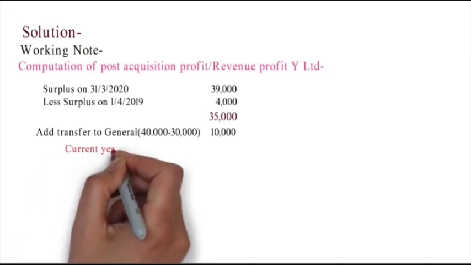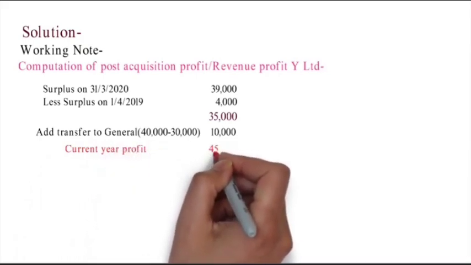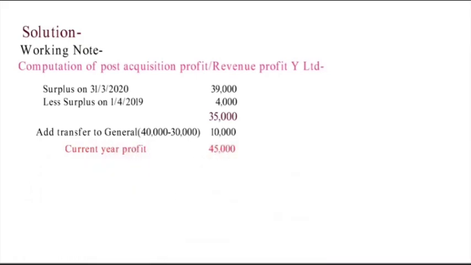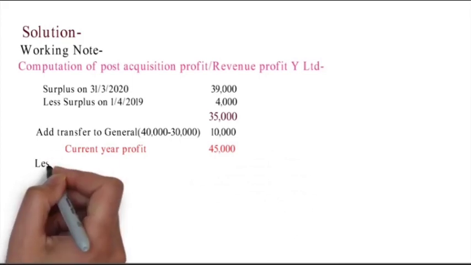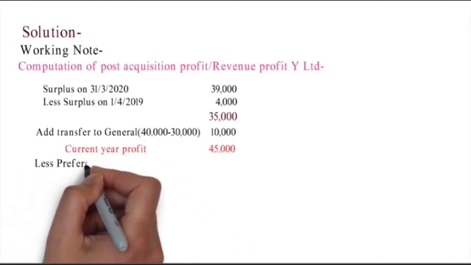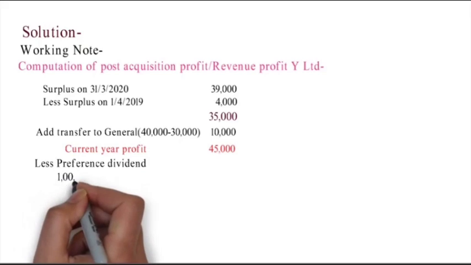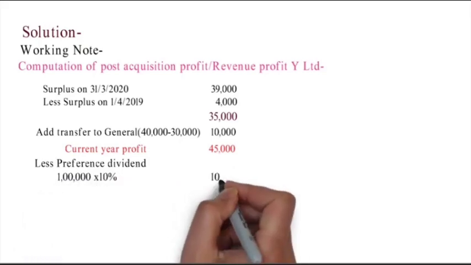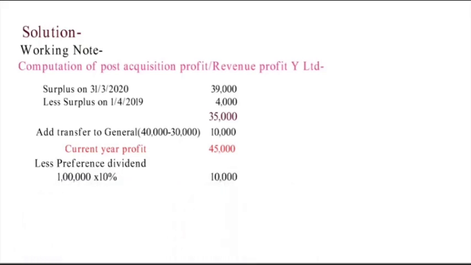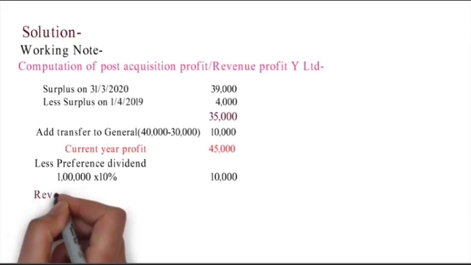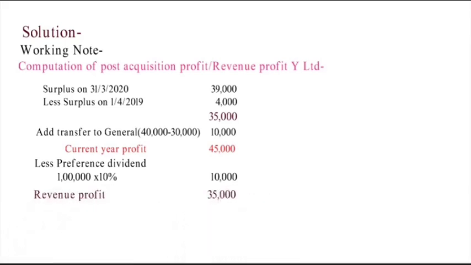Then current year's profit 35,000 plus 10,000, 45,000. From that 45,000, we have to deduct preference dividend. Preference dividend 10%, 1 lakh into 10%, that comes to 10,000. Current year's profit 45,000 minus preference dividend 10,000 comes to 35,000. Our revenue profit is 35,000.